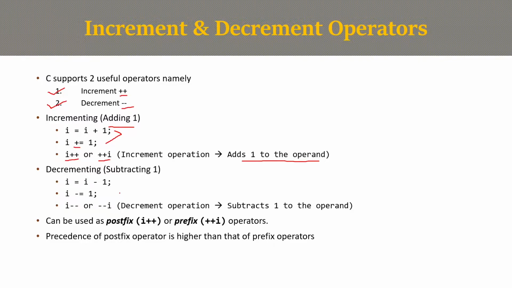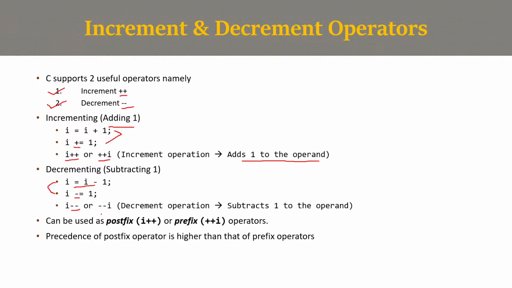Okay. Then similarly for decrementing, if we want to subtract 1, we can do this by the two approaches that I have shown you earlier, that is I equals I minus 1, which will decrement the value of I by 1. And also you can use the compound assignment, which is I minus equals 1, which will also decrement the value of I by 1. So these two statements are analogous. But if you want to use another approach by using the decrement operator, you can use the minus minus operator.